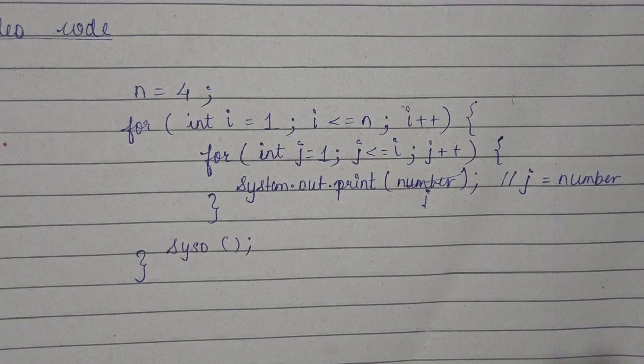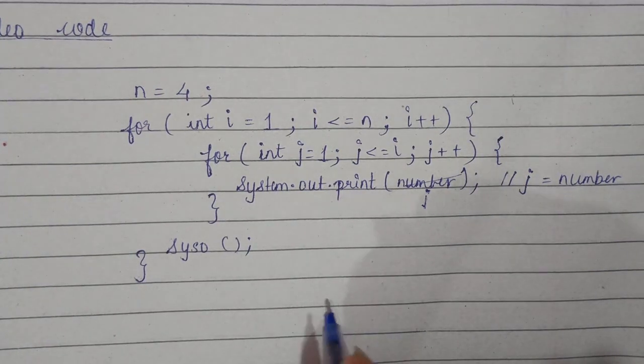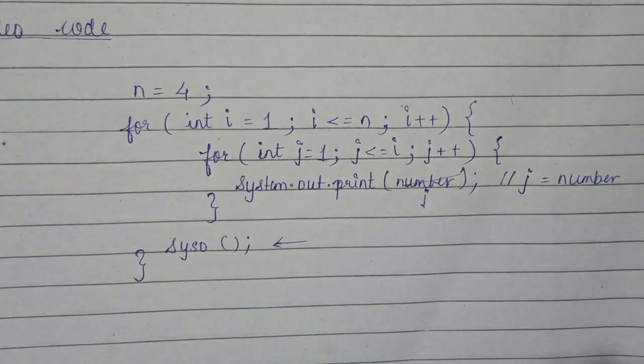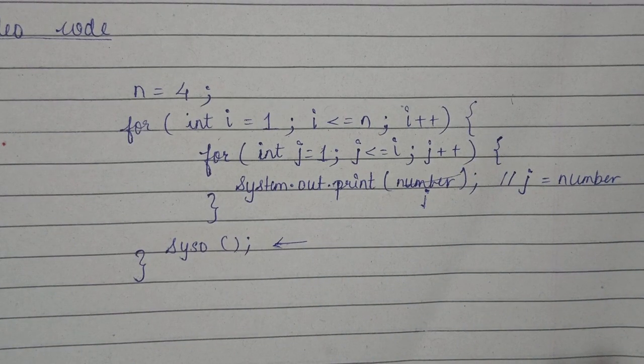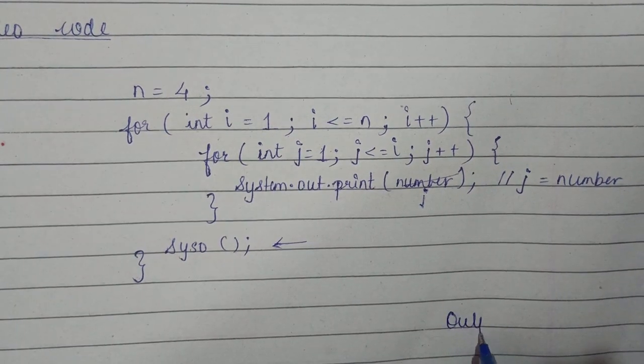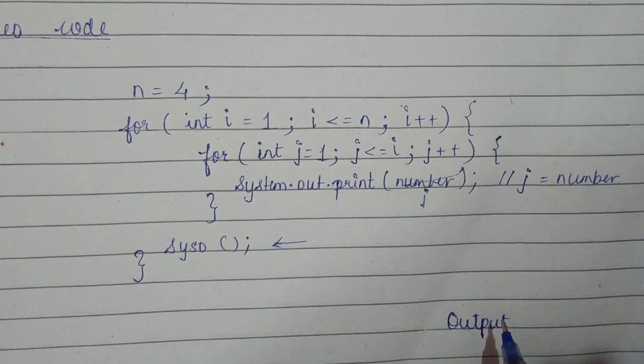The number will be printed here in the inner for loop, and this is for the next line, the next line of the compiler. So let's dry run this code now. I will write the output here.